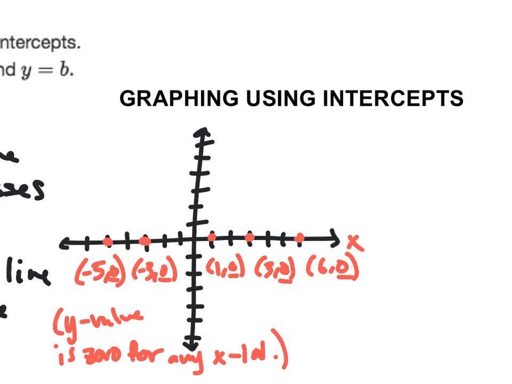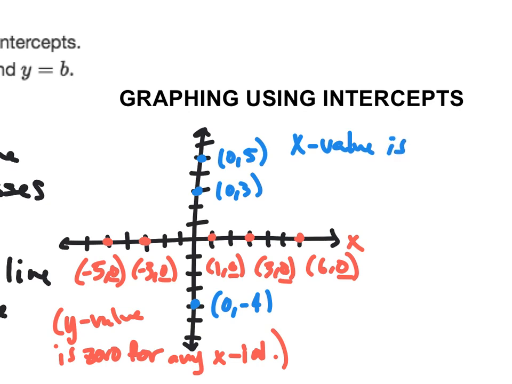All right, now if I were to come over here and talk about, say, the y-axis, at any point on the y-axis, okay, let me just call this the point, say, 0, -4, this would be the point 0, 3, and the point 0, 5. Okay, so for a y-intercept, the x value is 0 for any y-intercept, okay?